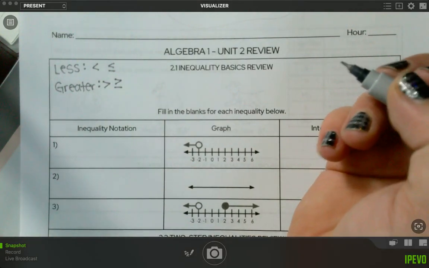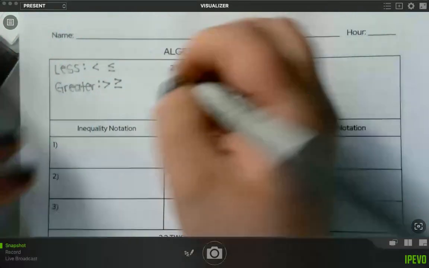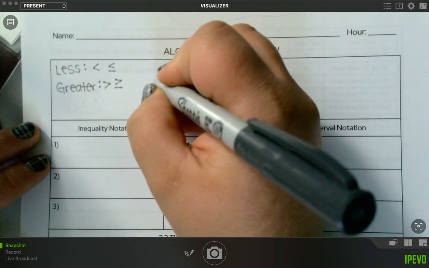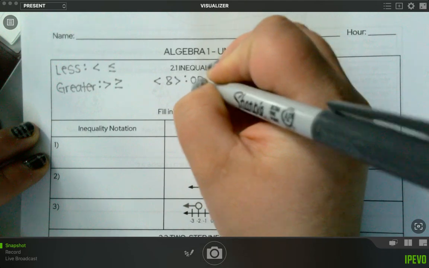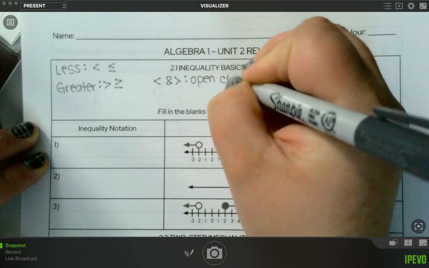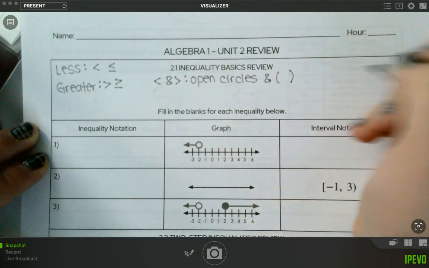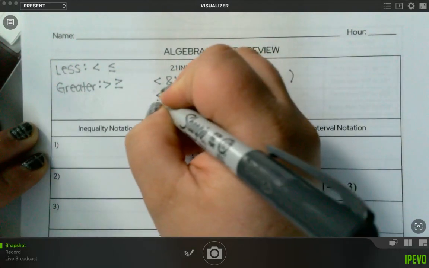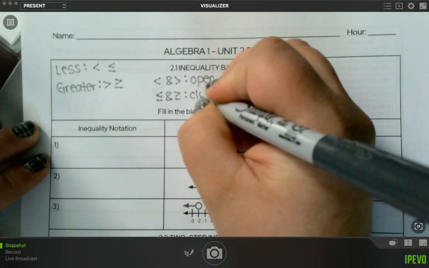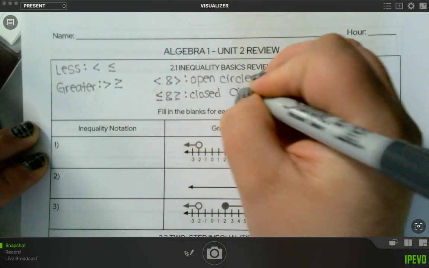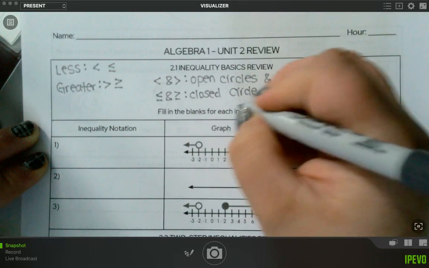Okay, and then if it has that little line underneath, like these two, that means that it can be or equal to. Okay, and then if you have one of the two that doesn't have the line underneath, these use open circles and parentheses. If you have two like this, or one like one of these two, that's where you close the circle and you're going to use a bracket around the number.